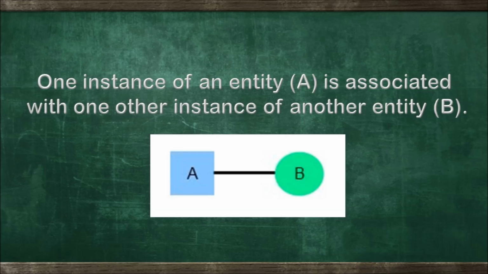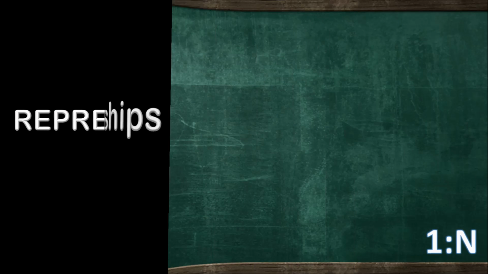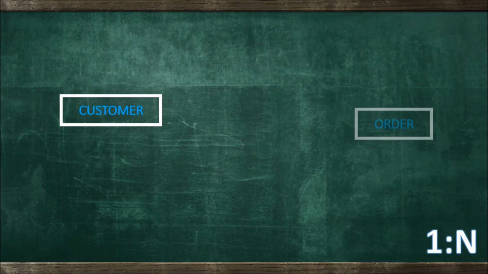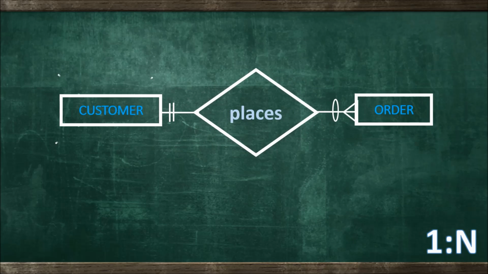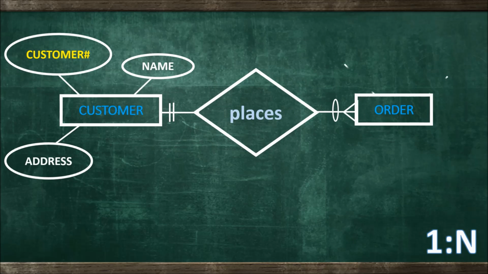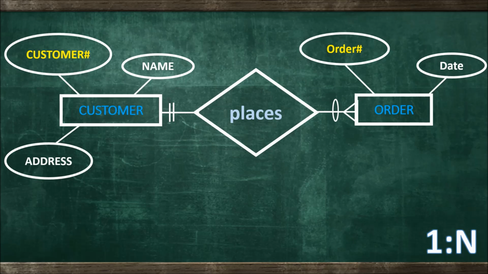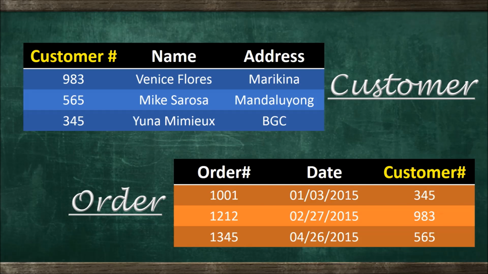Let's assume that there are two entities, A and B, maintaining a one-to-many relationship. We simply add the primary key of the entity on the one side of the relationship as a foreign key in the relation that is on the many side of the relationship. Let's create an example using a customer and its order. The corresponding entity relationship model will look like this.